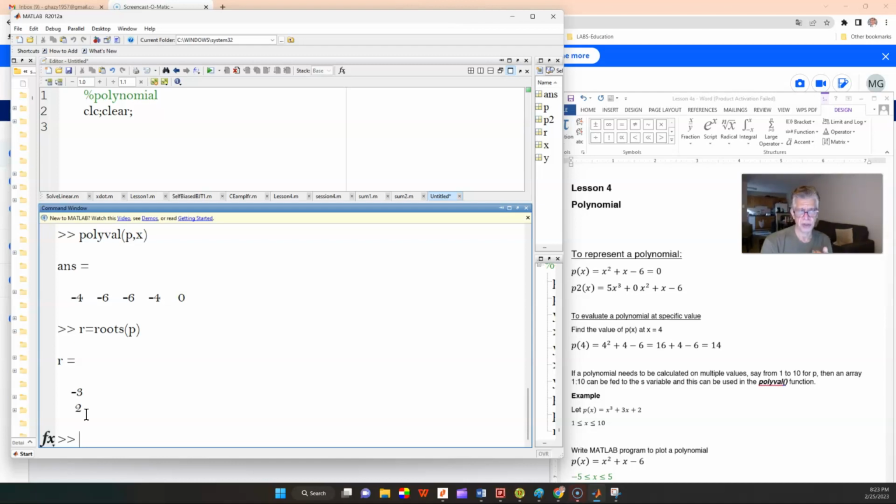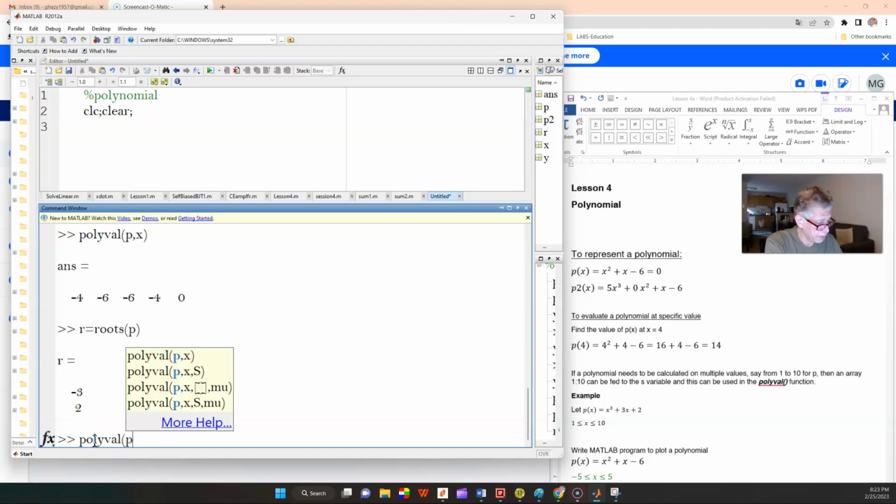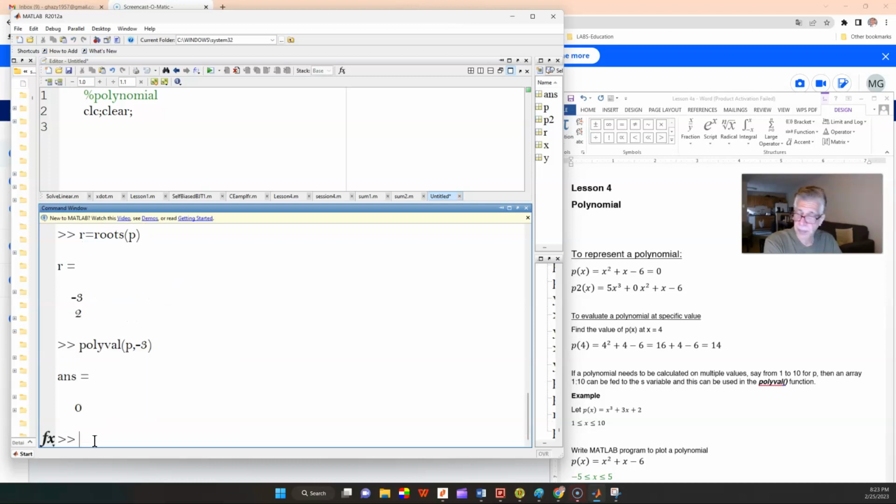I said, okay, that's interesting. Let's just check if this is true or not by using polyval, right? It'll give you the value. So let's just write polyval of the polynomial p at, let's set x equal -3, 0. And if you want also the other root, which is equal to 2, 0. So that's how we find the roots of a polynomial, using the function roots. Great.